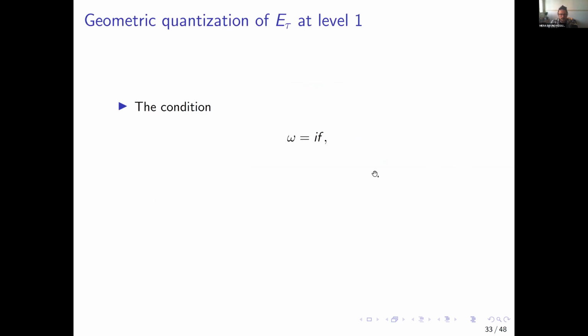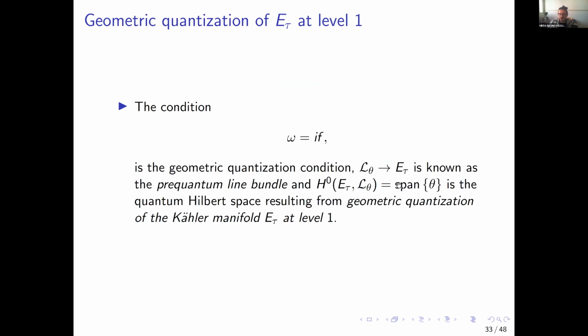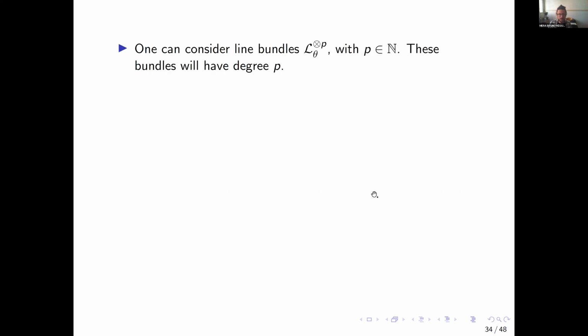And essentially the condition that omega is equal to iF, where F is the curvature, is the geometric quantization condition. The bundle associated to theta is known as the pre-quantum line bundle. And the vector space that you obtain by taking the span of this theta function is the quantum Hilbert space associated to geometric quantization of the Kähler manifold, the complex torus, at level 1. And this is a nice building point.